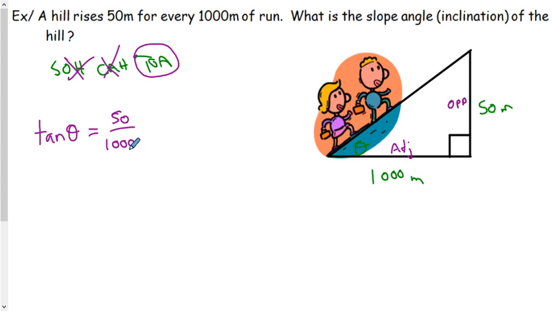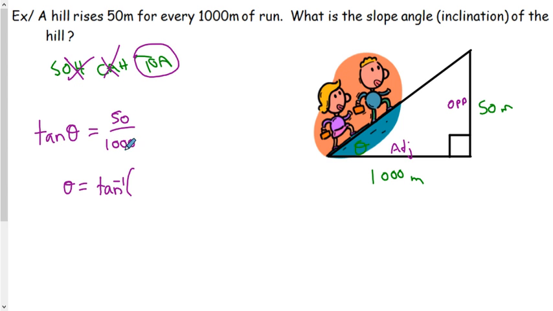And now let's do my inverse to find my angle. So I'm going to look on my calculator for that second function button. I'm going to hit that, and then I'm going to hit my tangent button, and I should get my tangent inverse, which is basically a way of undoing the ratio to get the associated angle.